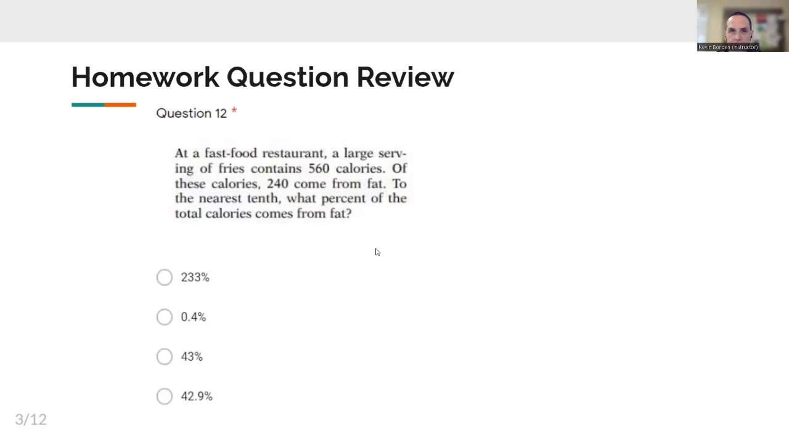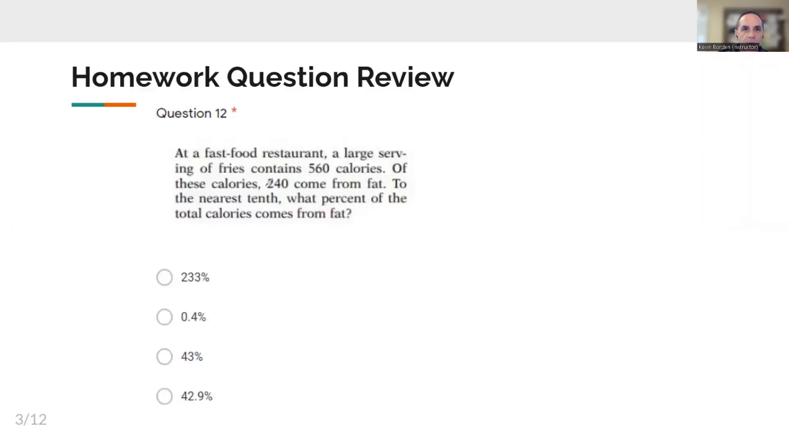Here is our first homework question. At a fast food restaurant, a large serving of fries contains 560 calories. Of these calories, 240 come from fat. To the nearest tenth, a really important thing there, it's giving us some rounding information. What percent of total calories come from fat? All right, let's work through this.